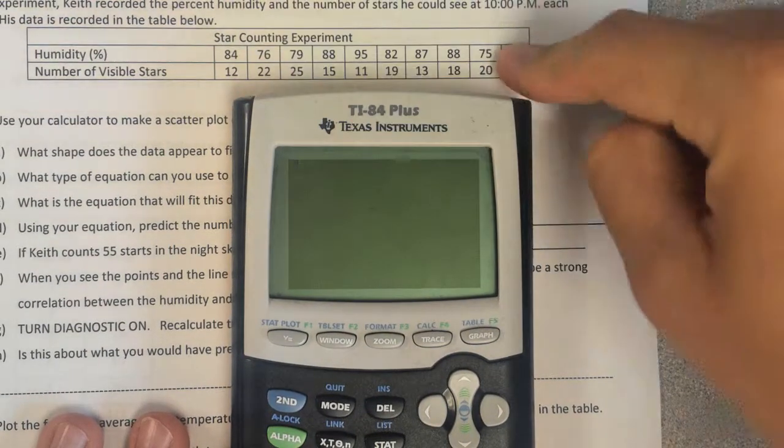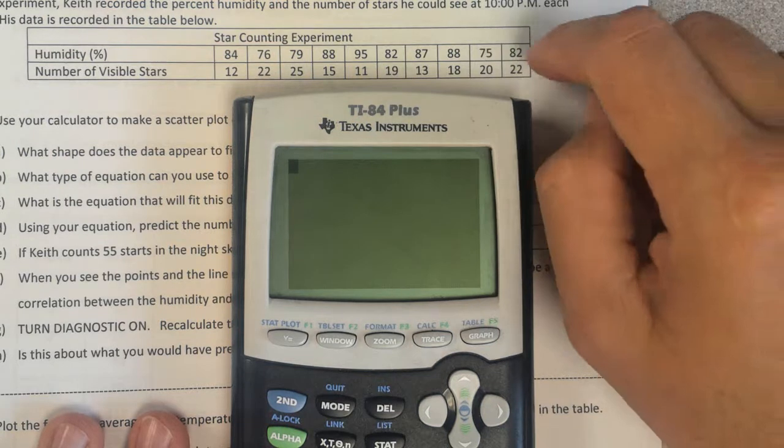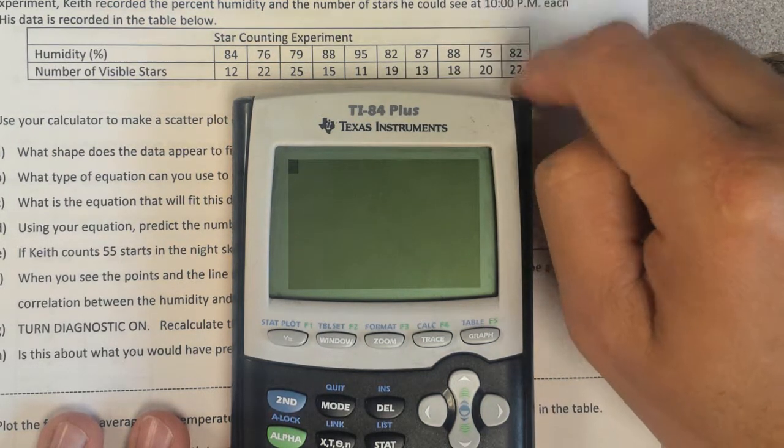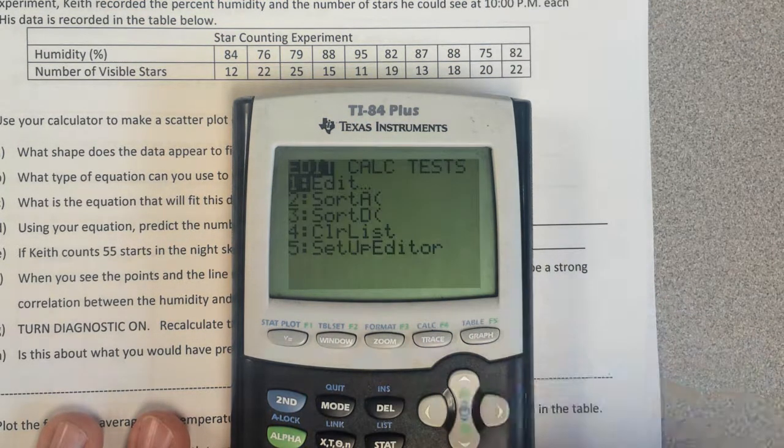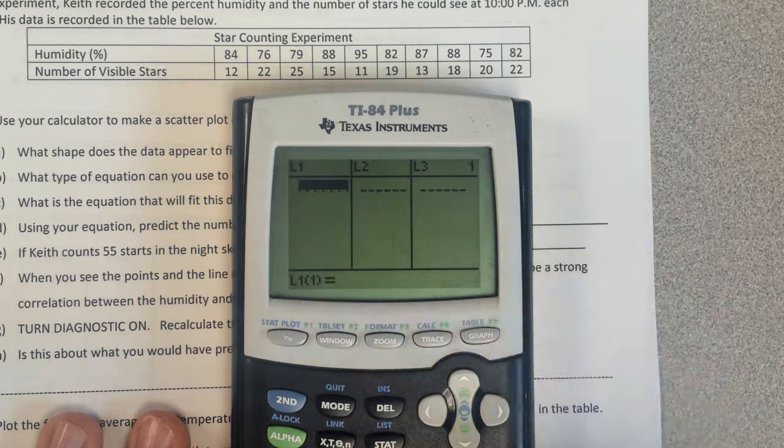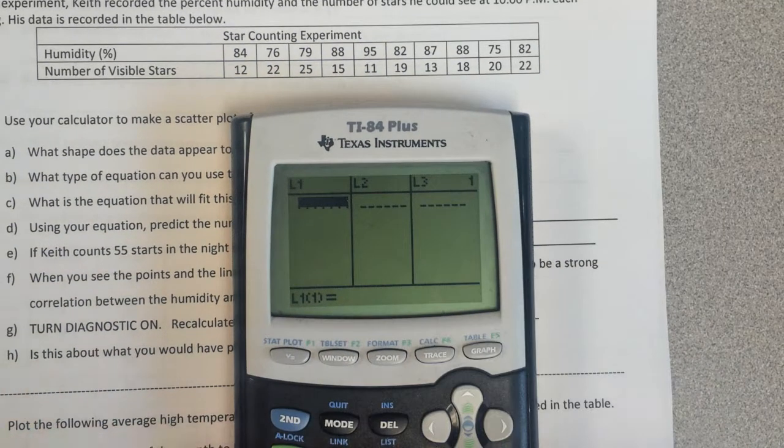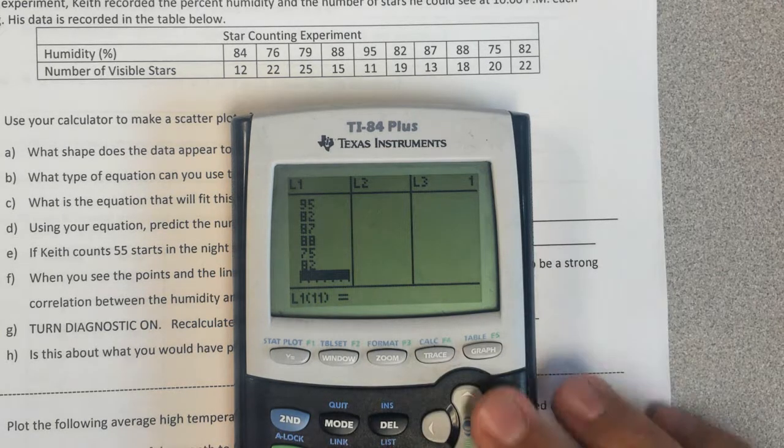We're going to put this information in there. Top number is L1, bottom number is L2, X and Y. So go to Stat, Edit, and we're going to plug all those in order. 84, enter. 76, enter. 79, enter. 88, enter. 95, enter. 82, enter. 87, enter. 88, enter. 75, enter. 82, enter. There's all my X's.